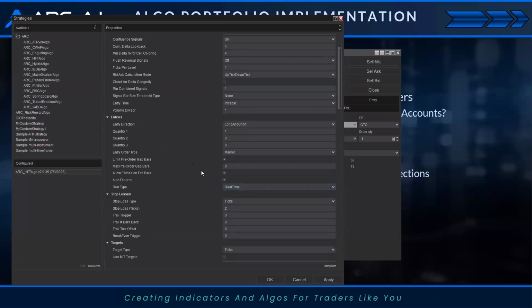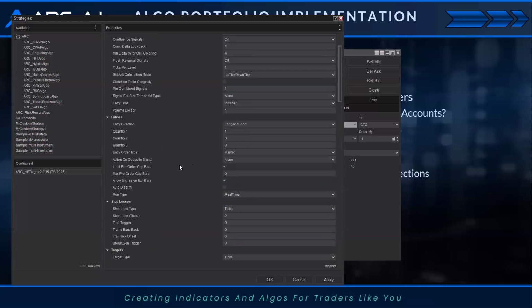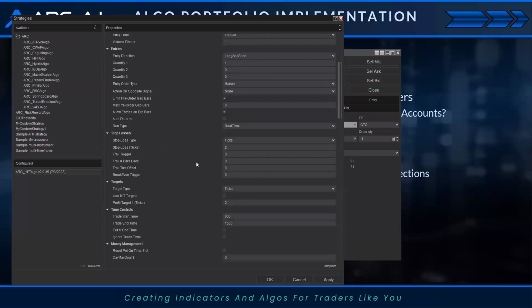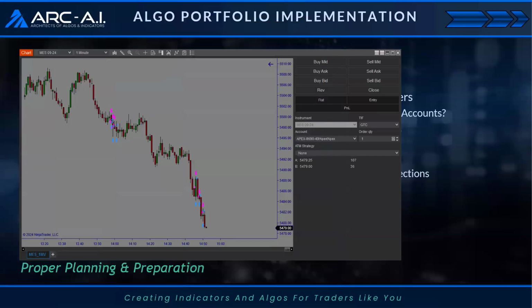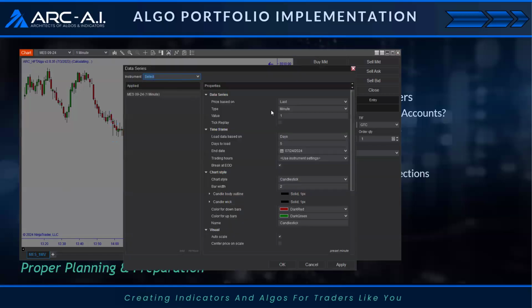Okay, and then auto disarm mode off, because I want to see if it's going to continue to keep trading. And then we'll ignore trade time. All right, so let me set up the eval account on here. And then let's enable it. Might even go to a 10 range or something too. Let's go to a full range.